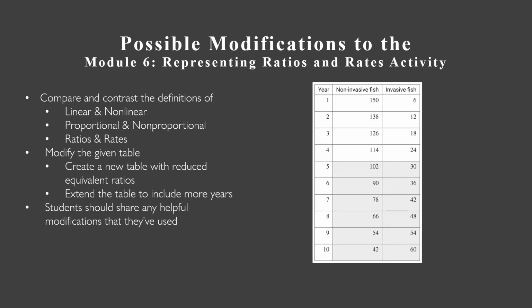If the students are struggling with finding equivalent ratios, then it may be helpful to create a second table where the students can practice reducing the population ratios in the original table. If students are struggling to find the year 12 population in Part 5, then it may be helpful for the students to extend the original table but add a couple more years at the end.